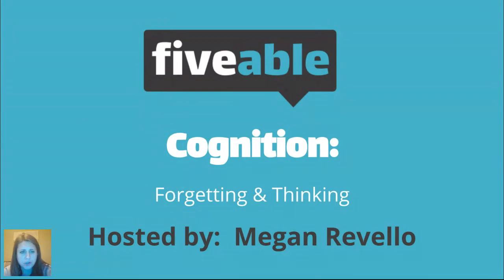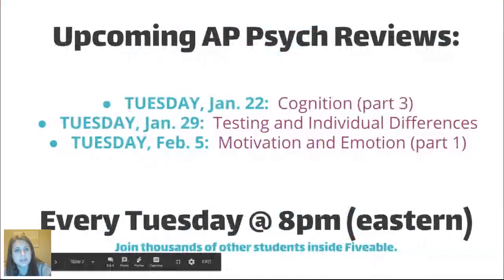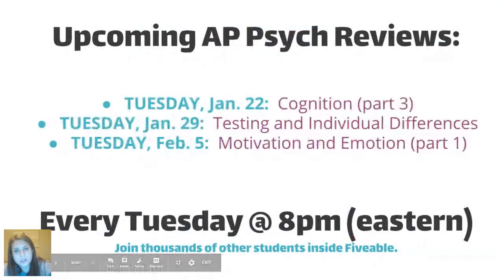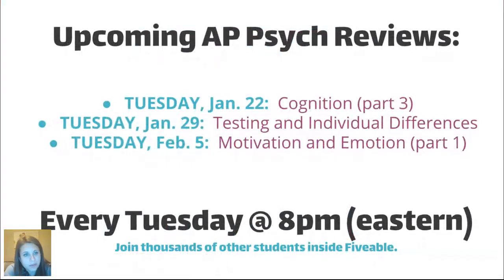So just an overview of the cognition unit, an overview of the upcoming AP Psych dates. We have one more cognition session coming up. We are spending 3 different weeks talking about it just because it's a big unit. It's 8 to 10% of the AP exam. And then we're going to spend 1 week on the testing unit. It's a really short unit, so we're only going to do 1 session on it. And then we start the motivation and emotion stuff in early February. That's also a really big unit, so we're going to do 3 weeks of review for that one as well. We'll be here every Tuesday at 7 o'clock my time, which is Central Time, 8 o'clock Eastern.